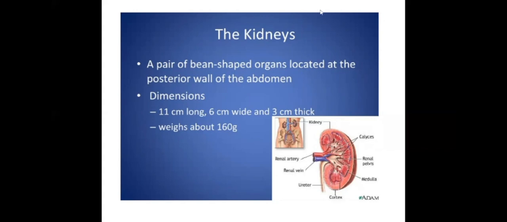So the length of the kidney is 11 centimeter, the width is 6 centimeter, and the thickness is 3 centimeter. The weight of the kidney is approximately 160 gram. The kidneys are retroperitoneal organs, located behind the peritoneum, on the posterior wall of the abdomen.